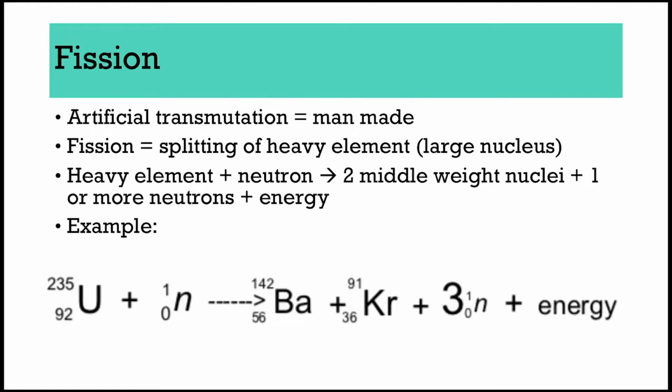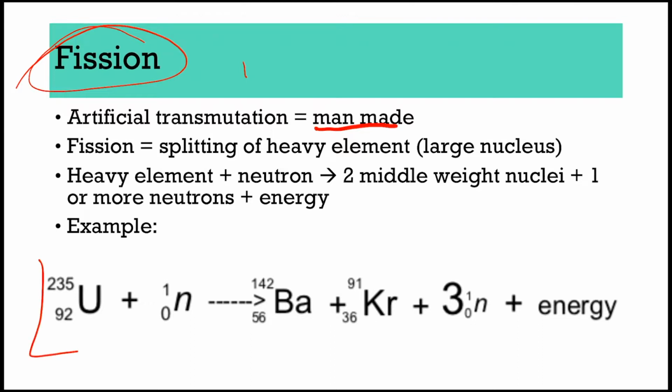So are we on the third page now? Yes, third slide. Awesome. The word we want you to focus on here is fission. Think of splitting into two: something large splitting into something smaller. Fission is the splitting of heavy elements, which have large nuclei. Heavy element plus neutron yields two middle-weighted nuclei plus one or more neutrons plus energy. We're going to explain what that actually means.